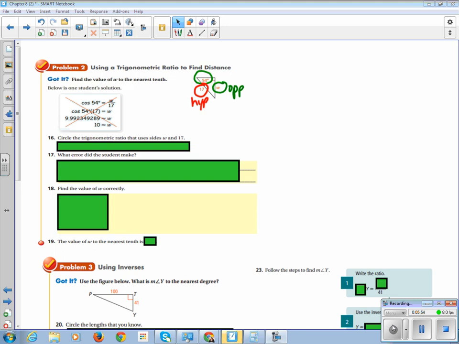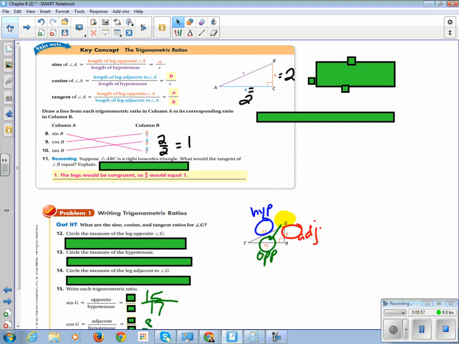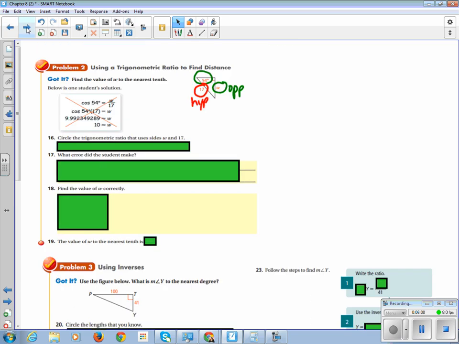We go back and we look at which ratio goes with hypotenuse and opposite, and we are looking at sine. So sine is the trigonometric ratio that uses the sides W and 17. So the error that this student made here was that they used cosine.